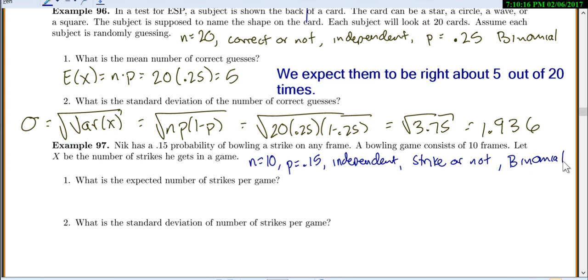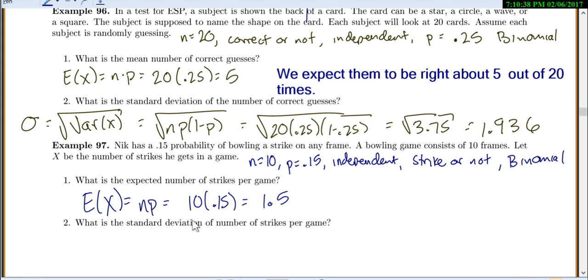Because it's binomial, now number one gets really easy. What is the expected number of strikes per game? The expected value of x is just, what did we say? n times p. So 10 times 0.15 gives me 1.5. So he can expect to make about 1.5 strikes.